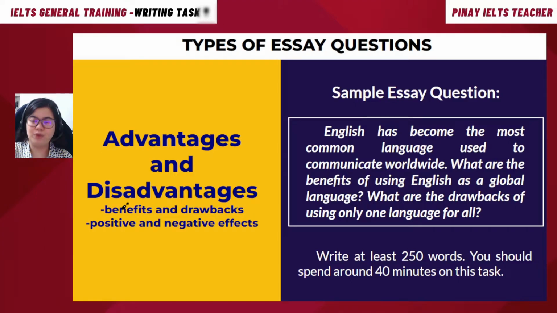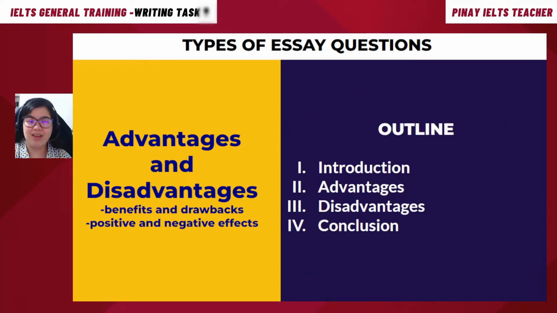All right, I'll give you a few seconds to think about that. What do you think are the two main ideas that this type of essay is asking you? If you guessed it right, the first idea is asking you to talk about the benefits, and the second idea is asking you to talk about the drawbacks. So easy, right? Now you know what paragraph 1 would look like and what paragraph 2 would look like. So in fact, your outline will look like this. Your introduction, your advantages for main idea 1, your disadvantages for main idea 2, and your conclusion.